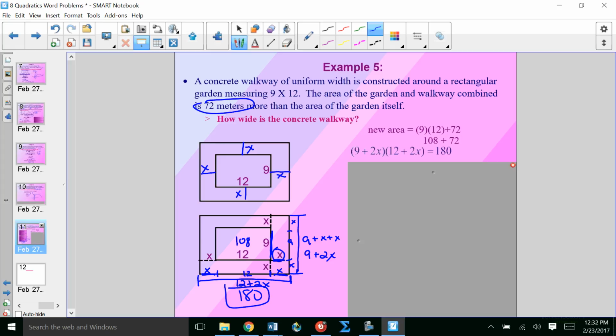Okay, so we found the new area to be 180, and we can set up now our length times our width to be equal to that 180. In this problem, we then need to simplify and set equal to 0 to solve for what X would be. So multiply your binomials together. You've done plenty of that this year to get 108 plus 18x plus 24x plus 4x squared equal to 180.